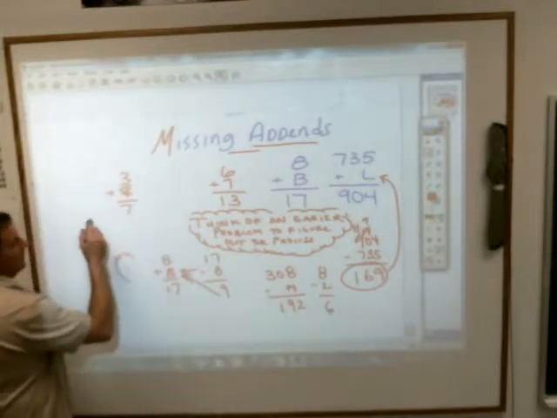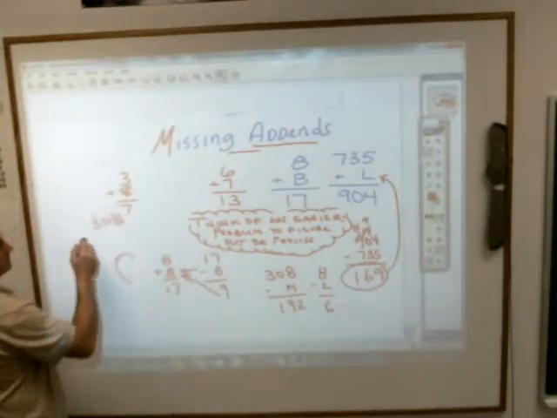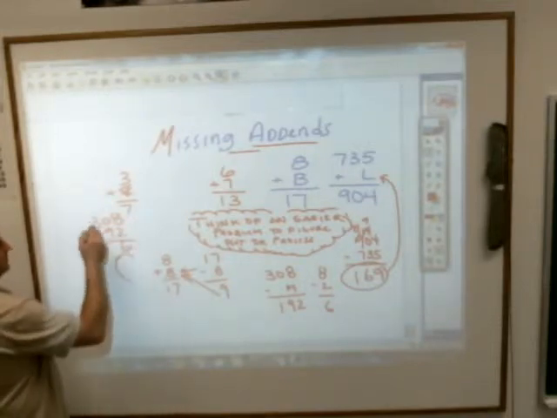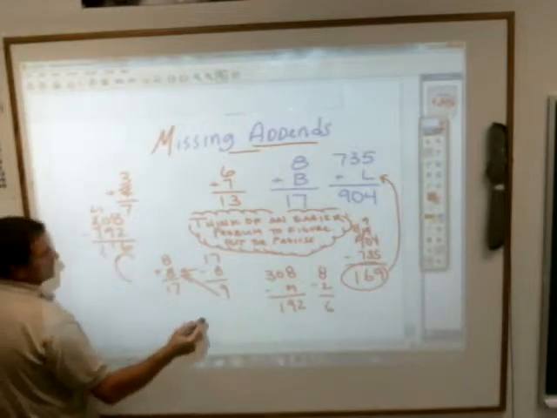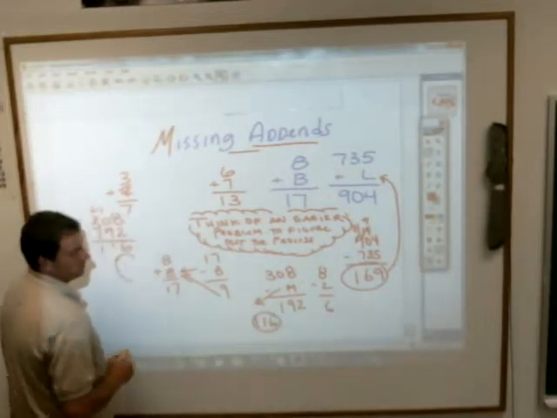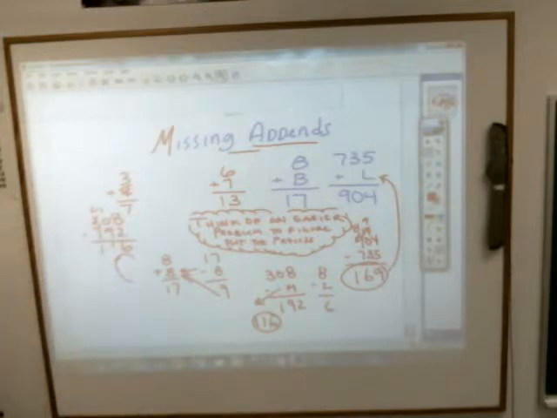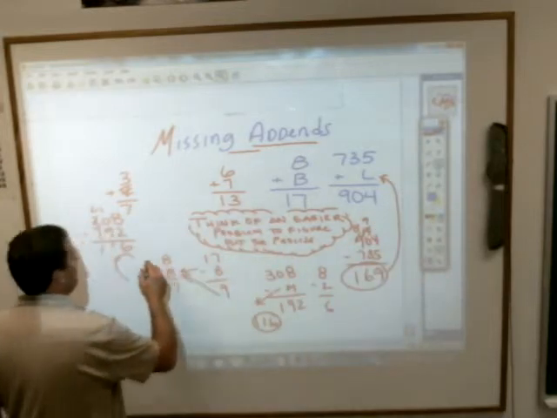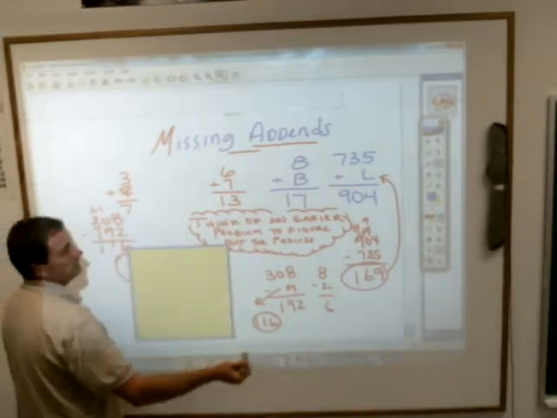So that's the same process that will give me what the letter M is in this problem. I just need to take 308, subtract 192 from it, and I get 116. That's what the letter M would be, 116. Okay, but again, too often people think that they know what they're doing without it. Here's my final case in point.